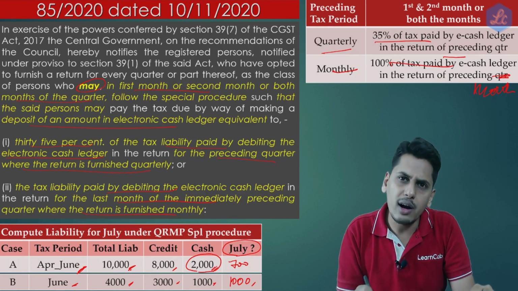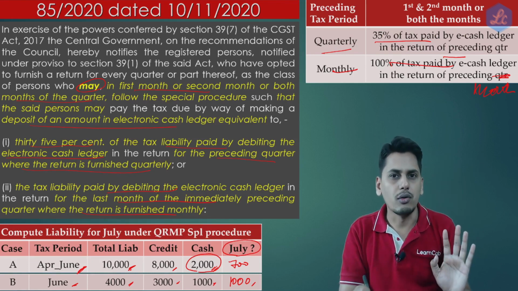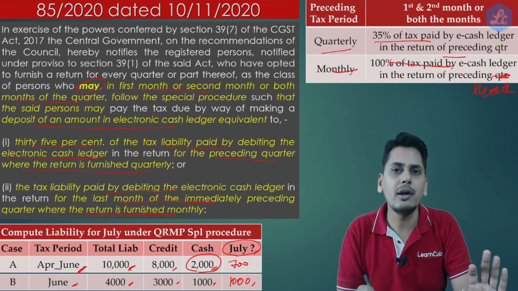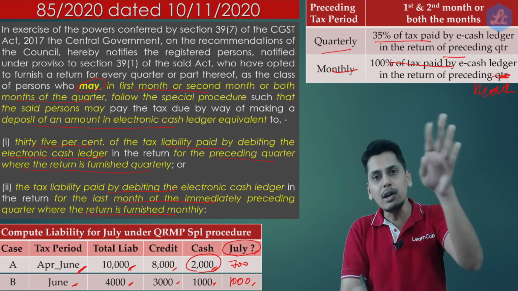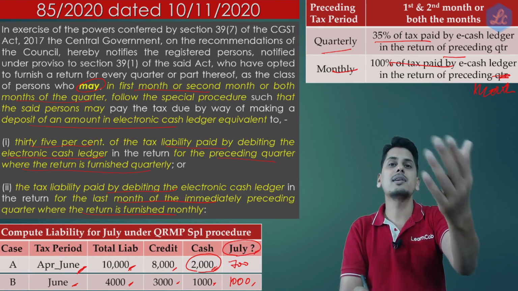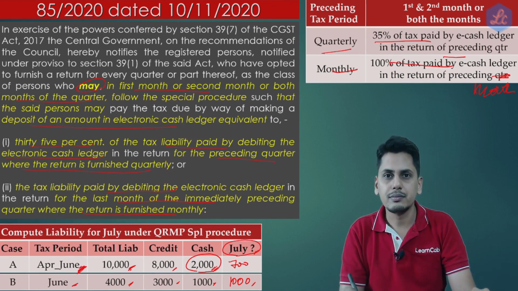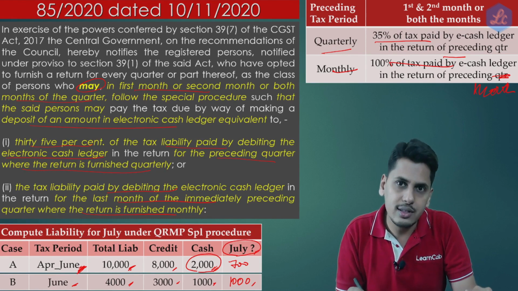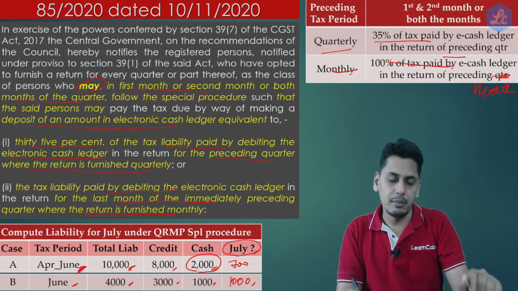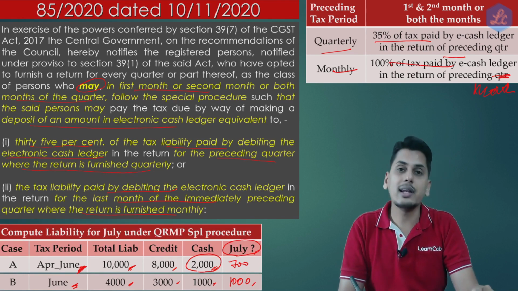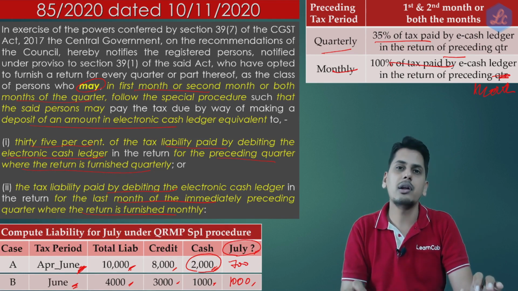What is going to be for August? Fixed amount. Whatever you deposited for July, the same amount will come even for August. Why so? Because even for August, you are going to check the preceding tax period. What is the preceding tax period? April to June. Even for August, you need to check the preceding tax period. Preceding tax period, it was June. So therefore, friends, you are going to get the same answer even for August.